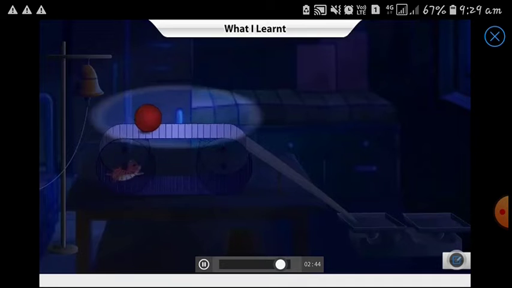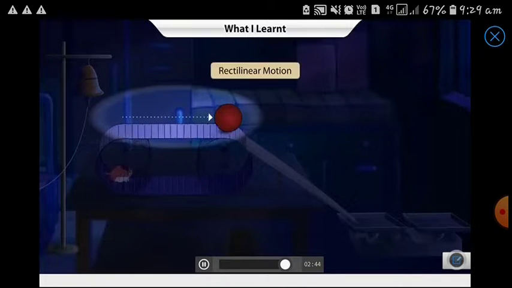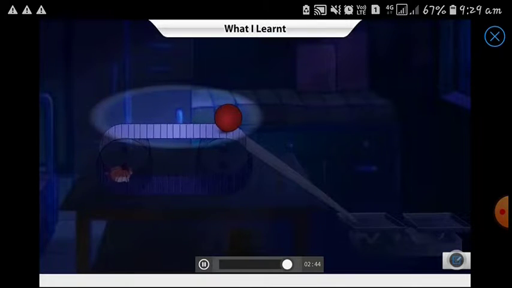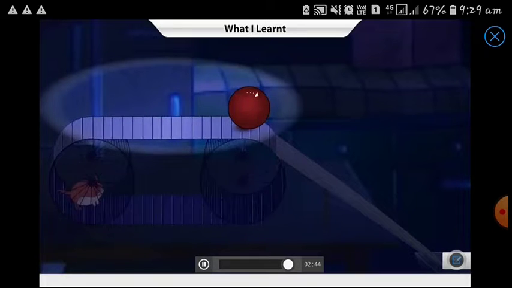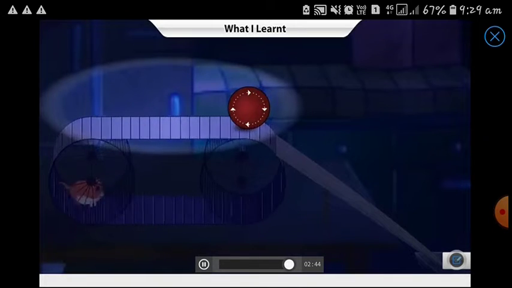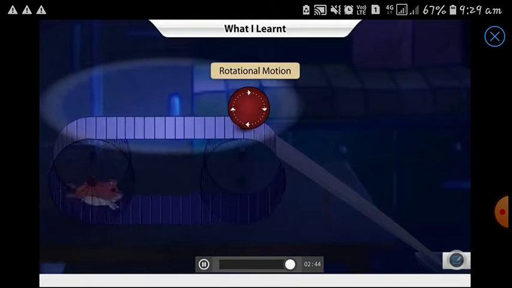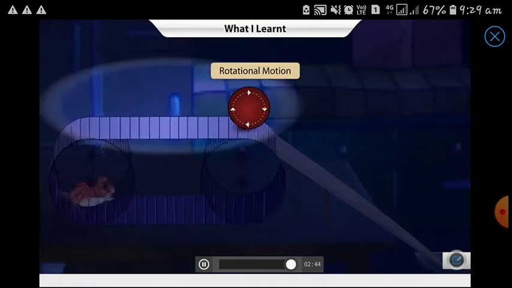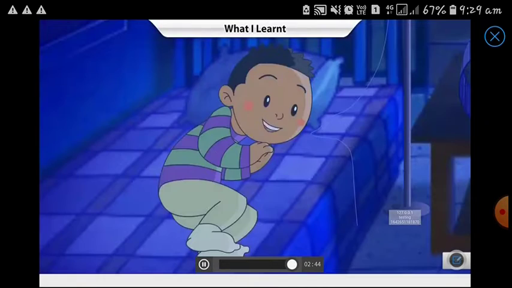Now look closely at the red ball and the plank. The ball rolls down the plank in a straight line, doesn't it? Ball moving along the straight line is an example of rectilinear motion. Since the ball is rotating while moving forward, we could also say that this is an example of rotational motion. That was easy, wasn't it? I'm feeling really sleepy now. See you later.